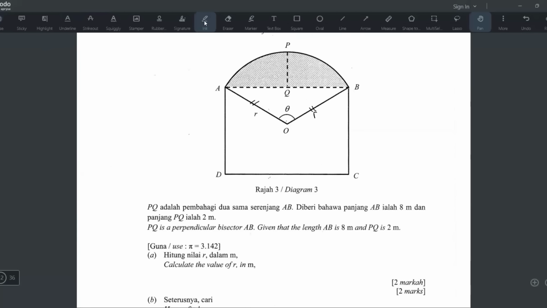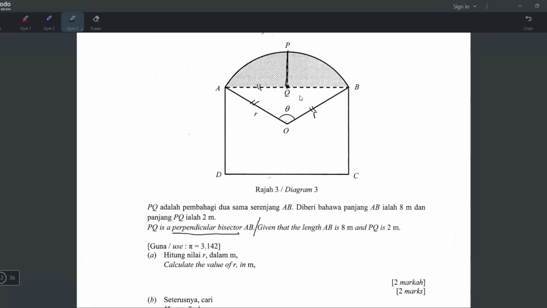All right. PQ is the perpendicular bisector of AB. What is a perpendicular bisector? A perpendicular bisector means you go to the midpoint of AB and then draw a 90-degree line. That means this line and this line must be the same length, because Q is the midpoint, and then you draw a 90-degree line like that. So let's label the 90 degrees. Given that the length AB is 8 meters, so this is 4, 4, because AB you cut in half, you get 4, 4.